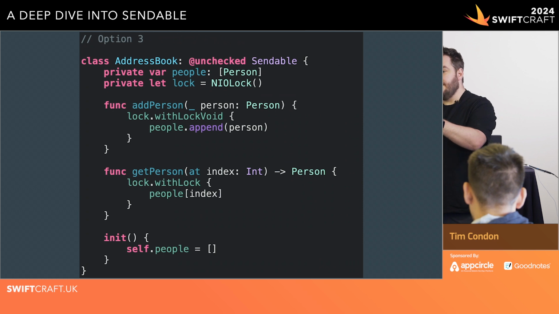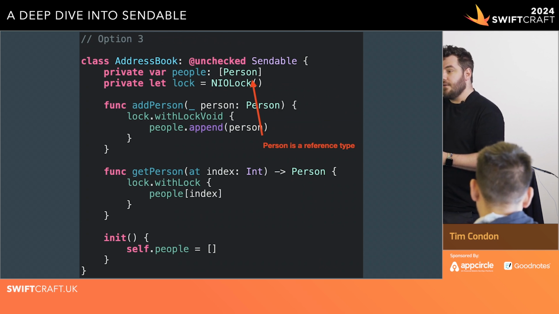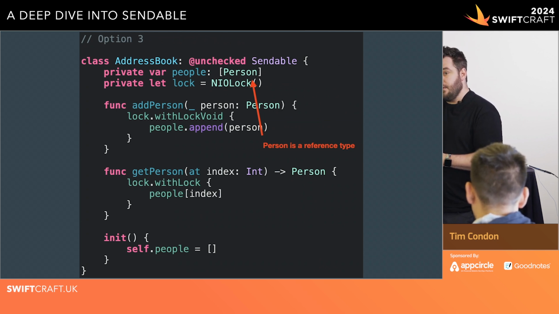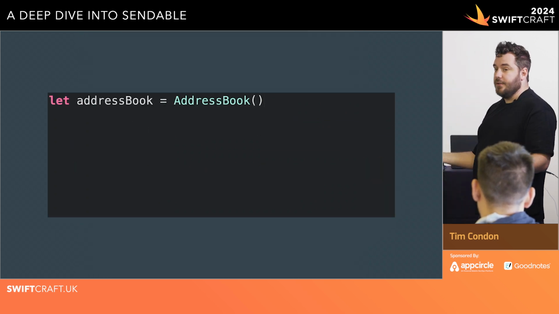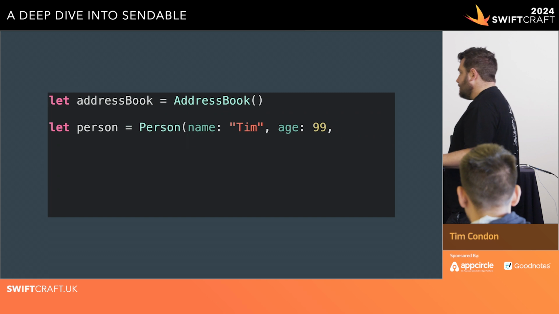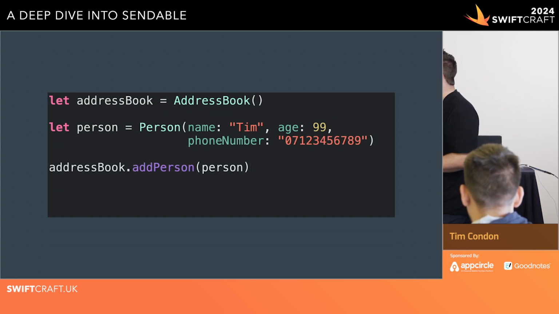Yes, I think you're onto the right thing. The issue here is that Person is a reference type, which means all the code inside this is actually safe, but Person is still a reference type and people can mutate that outside of the scope. So to demonstrate this, let's say I have some code. I create my address book. I create a person. I then pass my person into the address book.